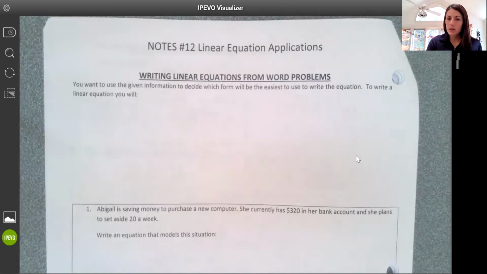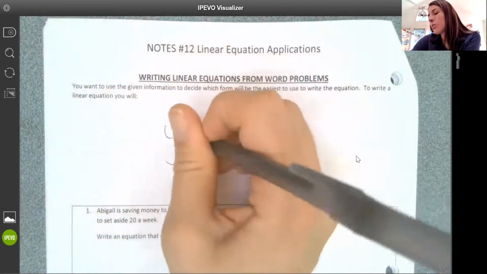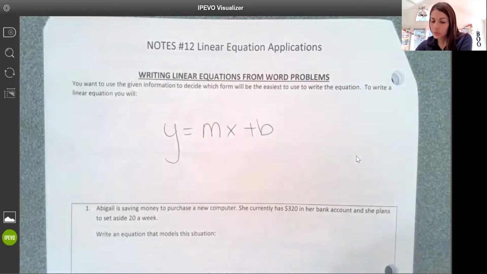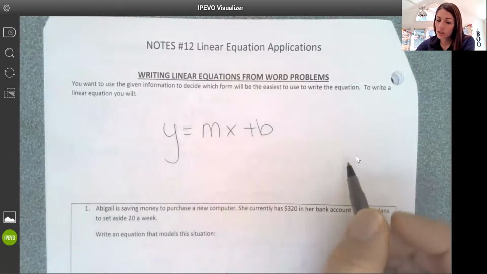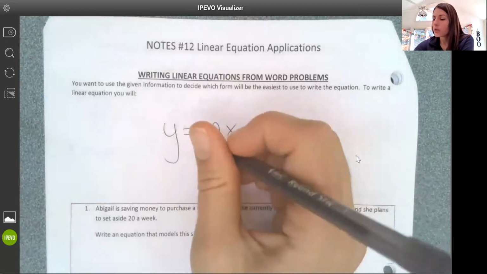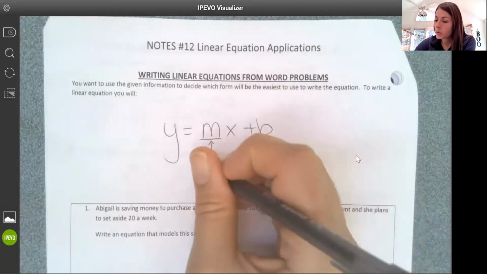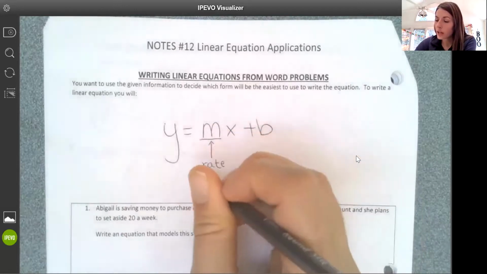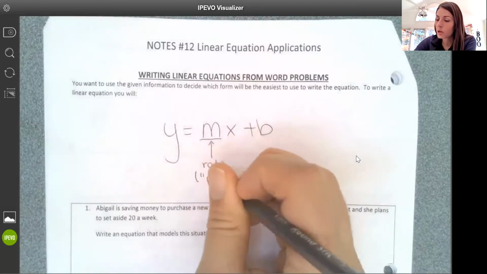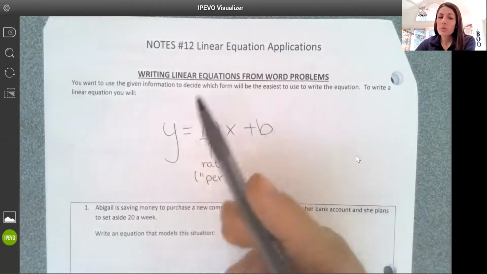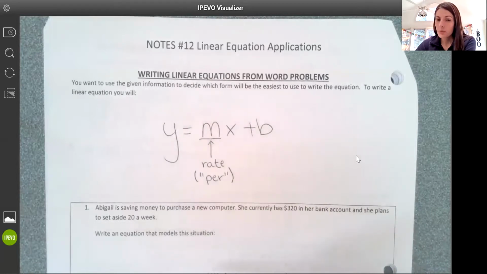And the piece here that adds a layer of difficulty is being able to determine what pieces of information we are being given. We still want to write our equation y equals mx plus b. Now finding our slope is usually the easiest piece to find. Slope we know is a rate. So anything that's a rate, many times associated with the word per in a word problem, per week, per month, that's going to be the slope of our line.